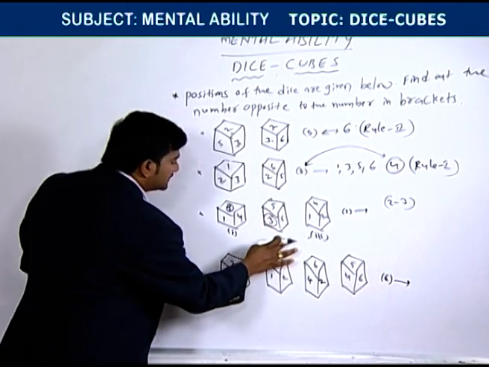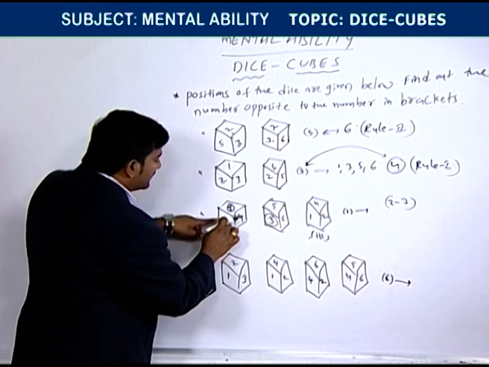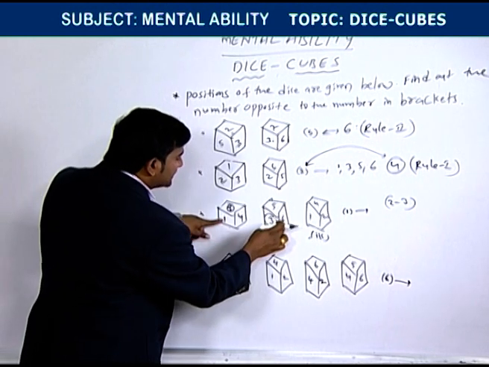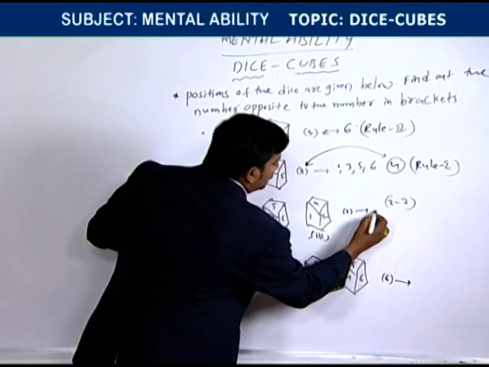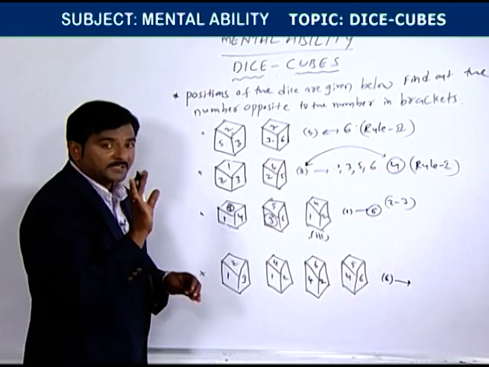Now at that time what can we say? It is very clear, at that time 1 is opposite to 6, and 4 is opposite to 5. Now, 1 is opposite to 6 is the answer. I repeat this once again.